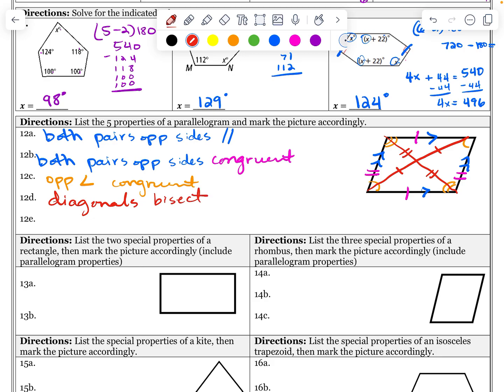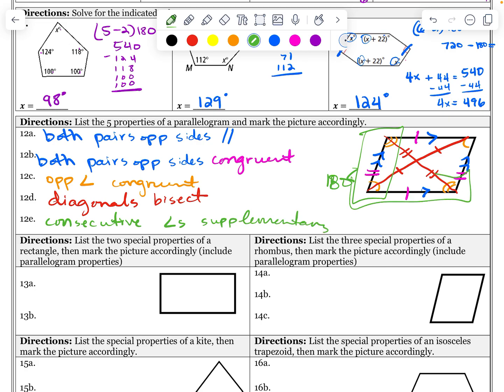And then the consecutive angles are supplementary. So let's see, one more color. These two angles add to 180, next to each other. Consecutive. So those two add to 180, these two add to 180. If they're next to each other, they add to 180.